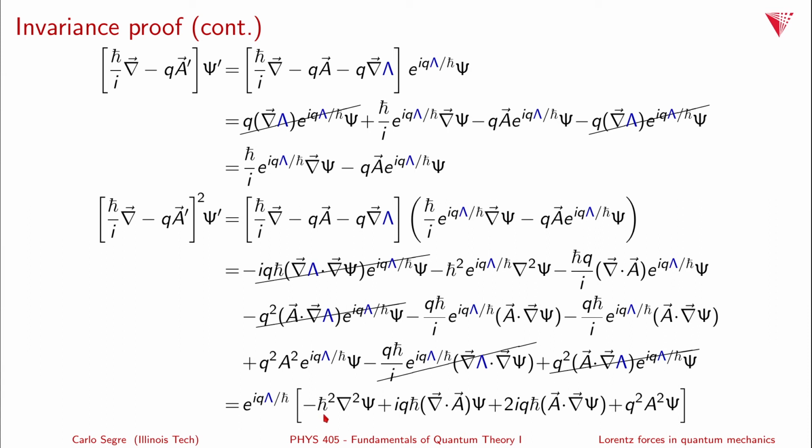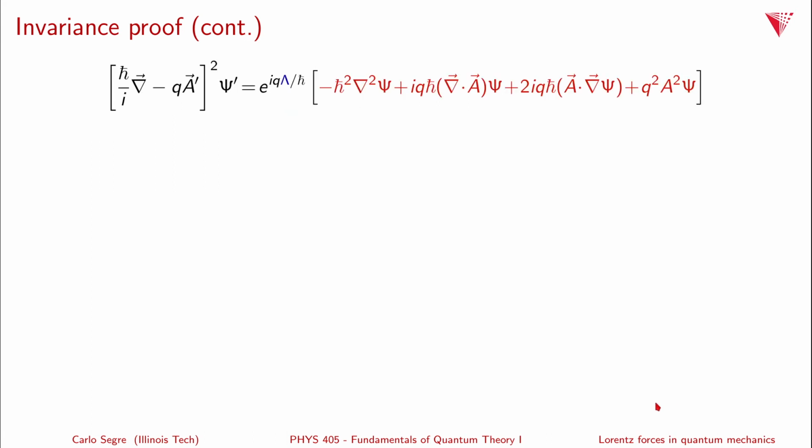We get minus h bar squared Laplacian of psi plus i q h bar del dot A psi. Then we have 2i q h bar A dot the gradient of psi plus q squared A squared psi. And that's what we're after. So that's one term in the Schrödinger equation.